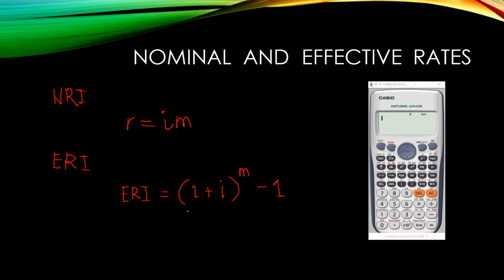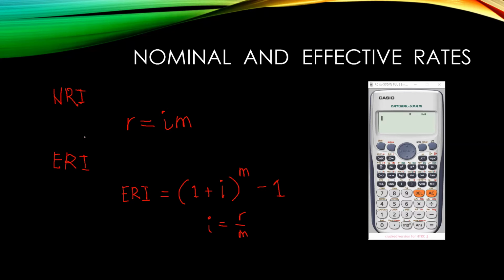Okay, ito yung formula niya wherein the ERI is the effective rate of interest, our I is the interest per period, then the M is the number of periods. Yung I natin is just equal to R over M. Okay, as you can see dito, I is equal to R over M. Transpose natin ito dito, so divide natin by M, we have I is equal to R over M. Okay, this is the formula used in solving the nominal and effective rates of interest.